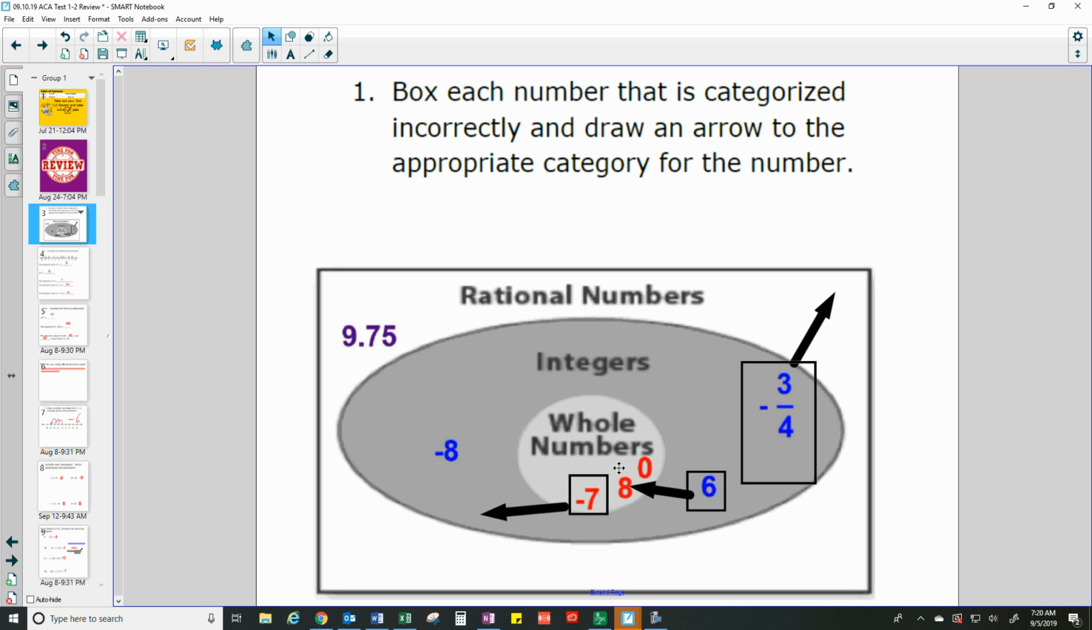So whole numbers are positive, with 0. 0, 1, 2, 3, 4, 5, 6. Integers can be positive or negative, but without decimals or fractions. And rational numbers are decimals and fractions.